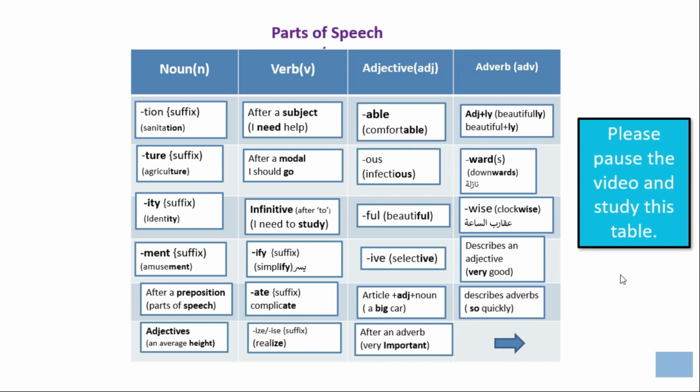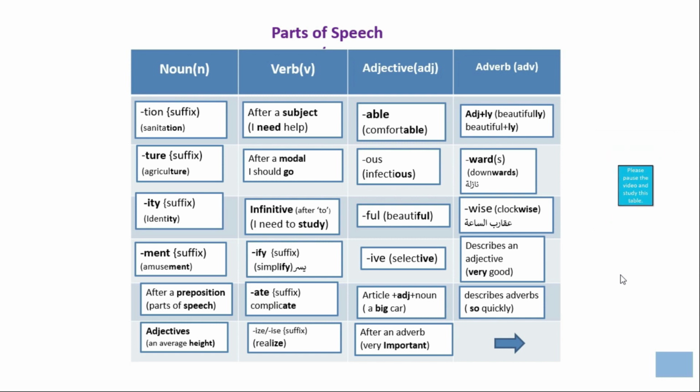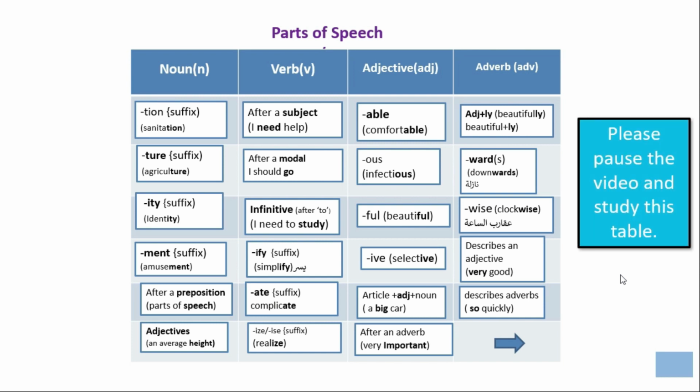And also having an adverb with another adverb, this allows us to know its part of speech. So we have here so, which is an adverb, and quickly. Obviously we know that quickly is an adverb because of -ly. So has to also be an adverb because it describes the adverb. So please pause the video and study this table. There are many signs, but these are just examples of signs of nouns, verbs, adjectives, and adverbs.